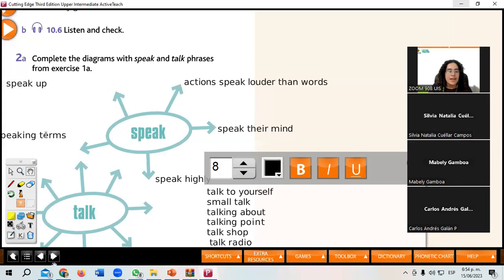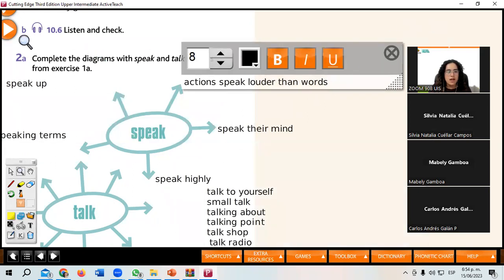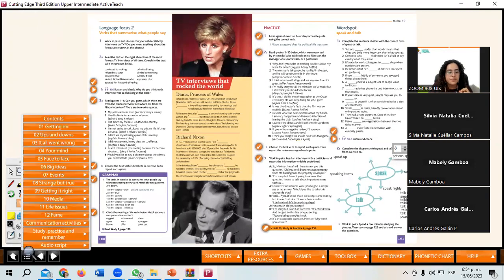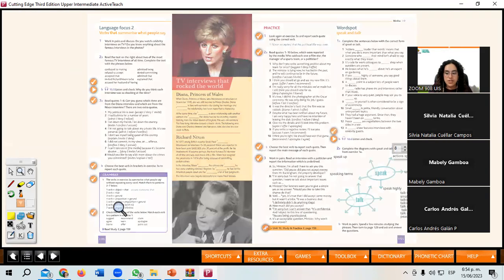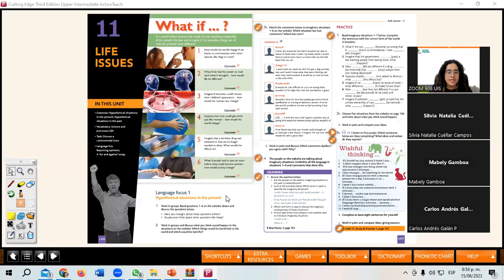All right. Excellent, guys. So, well, this was our last part of Unit 10. Let's close it here. Let's see if I can zoom out. Okay. We're going to start Unit 11 today. And for that, we're going to open the book on page 106 and 107. All right? The title of Unit 11 is Life Issues. So first, we're going to see the first grammatical structure. It is about hypothetical situations, okay?